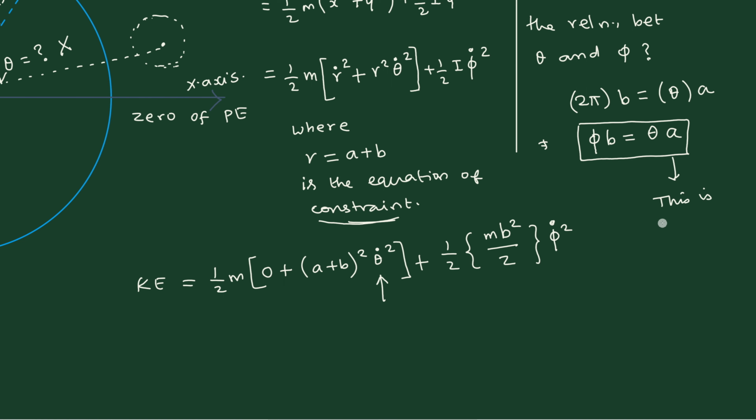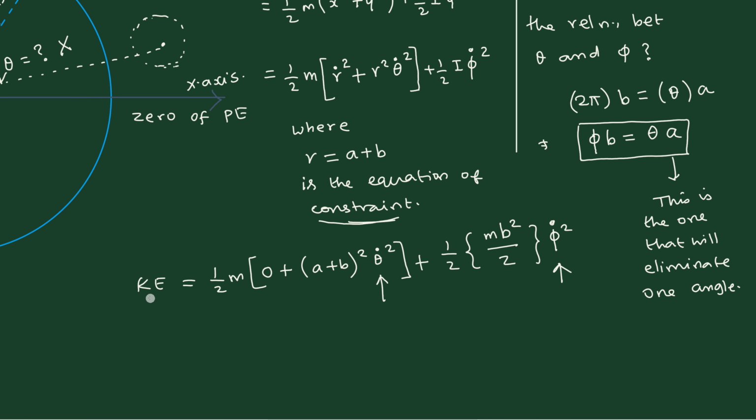This is the one that will eliminate one angle. Any one angle, that's okay. It doesn't matter whether you eliminate theta or phi. Any one will be eliminated and only one will remain. That is the meaning. So where are the two angles? Let me tell you here.